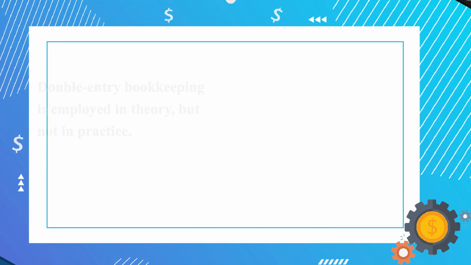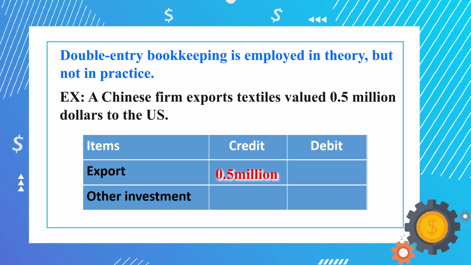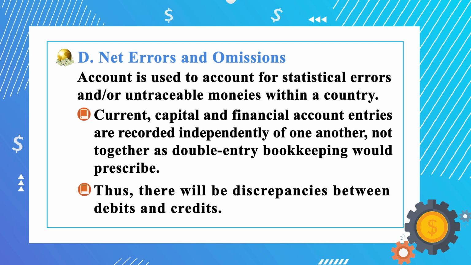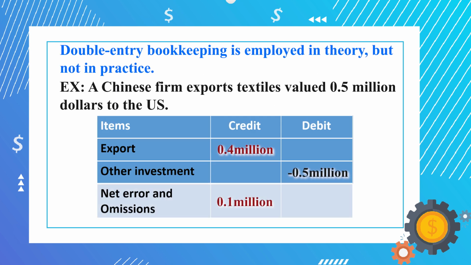For example, for the transaction of export, the value of exported goods is collected from the customs house or the exporter, while the earning of foreign exchange is gotten from banks. In theory, the two data should be the same, but in reality, they are probably not the same. Thus, there will be discrepancies between debits and credits. The discrepancies will be recorded in the account of net errors and omissions.